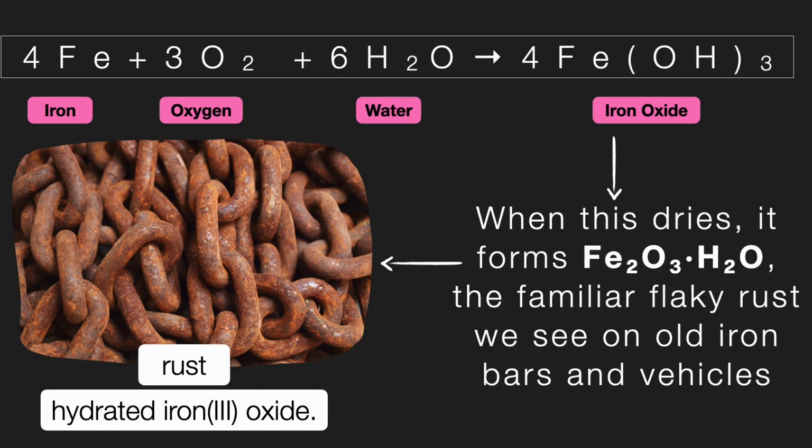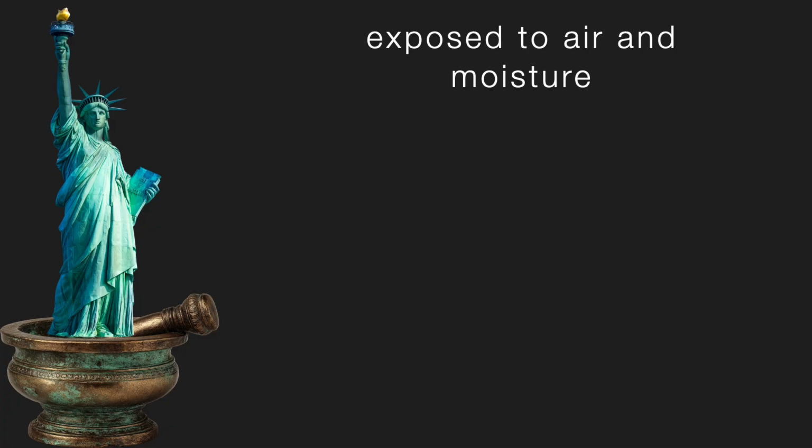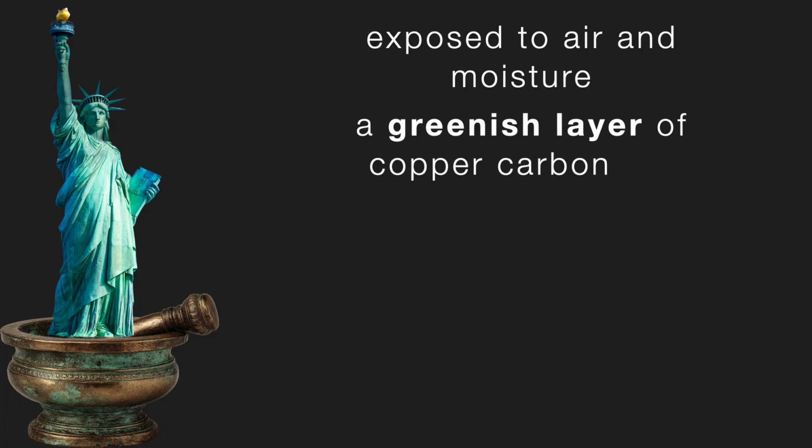Now moving on to copper. When copper objects like these utensils or even the Statue of Liberty are exposed to air and moisture, they develop a greenish layer of copper carbonate. This layer forms due to a reaction between copper, carbon dioxide, water and oxygen from air.